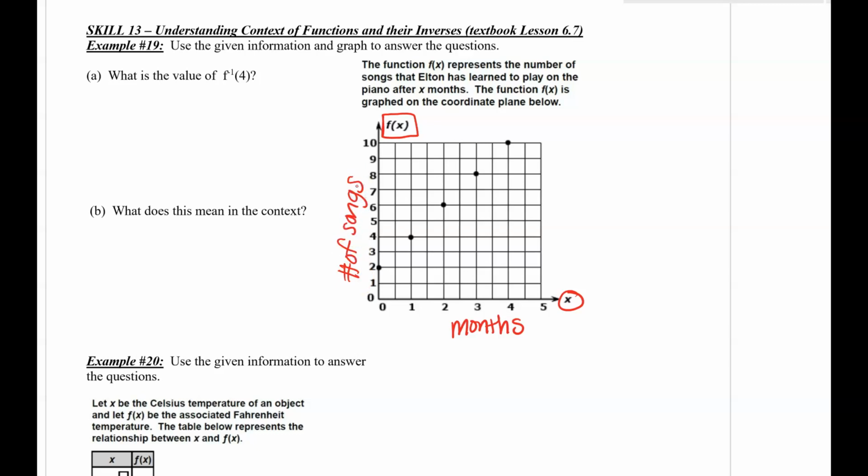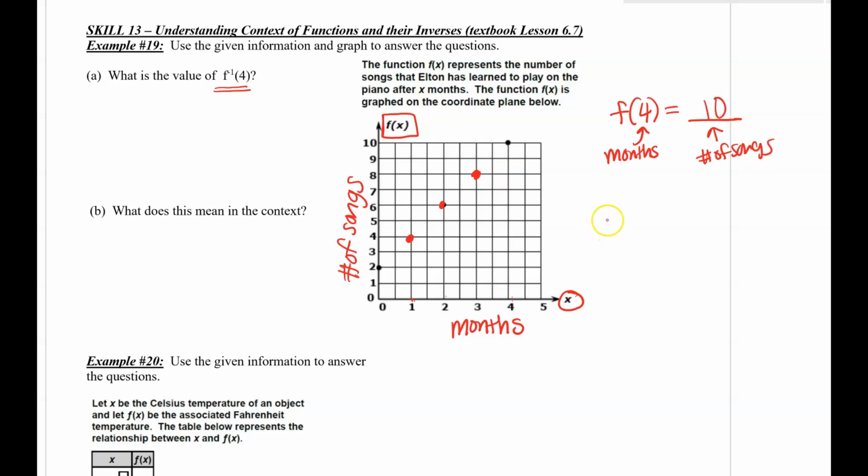So when I look at this, this means after 1 month, he's learned 4 songs. After 2 months, he knows 6 songs. After 3 months, he knows 8 songs, etc. Okay? So then the first question is, what is the value of f inverse of 4? So if somebody asks me f of 4, they're giving me the number of months, and I'm supposed to determine the number of songs. Okay, and after 4 months, it is 10 songs.